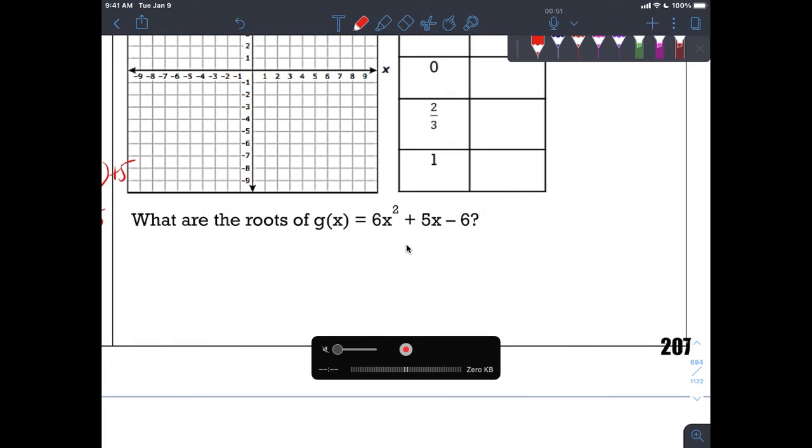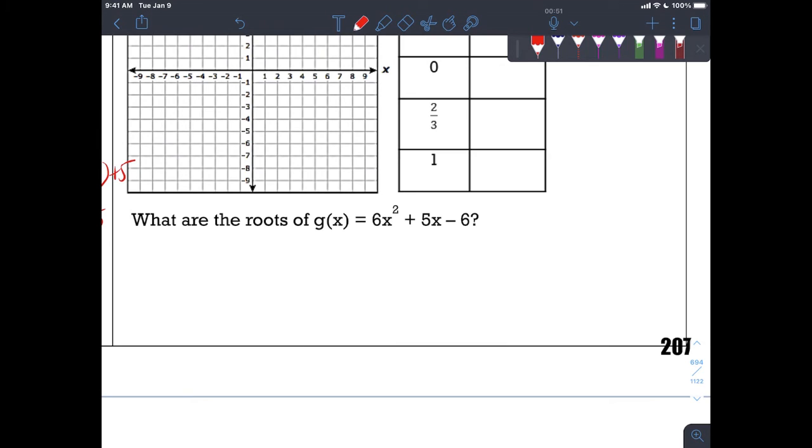Let's take a look at another one. What are the roots of this? They're asking the same exact thing. So let's go ahead and do that. A times C equals 6 times -6, -36. So I need two numbers that will multiply together to give me negative 36, and when added together will give me positive 5.